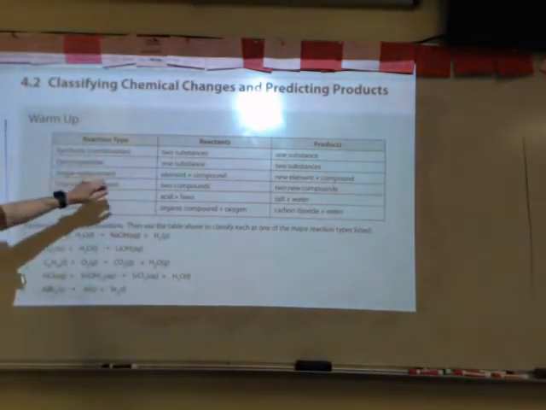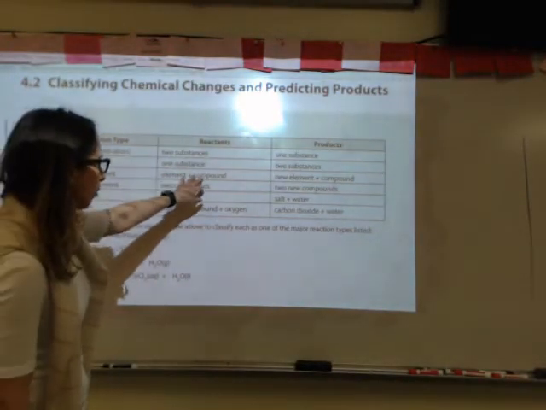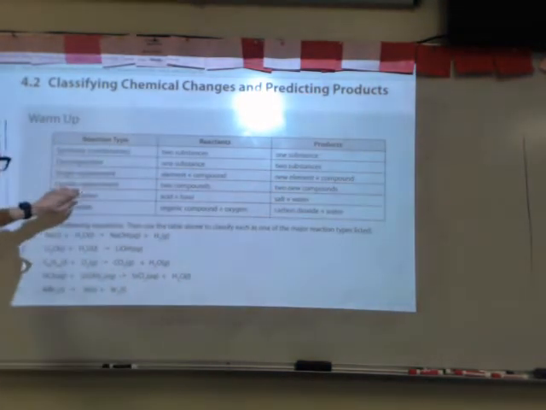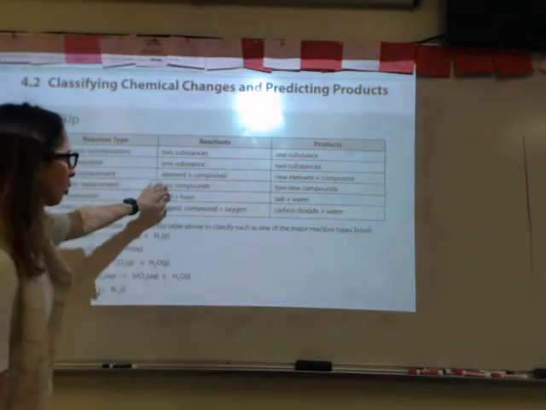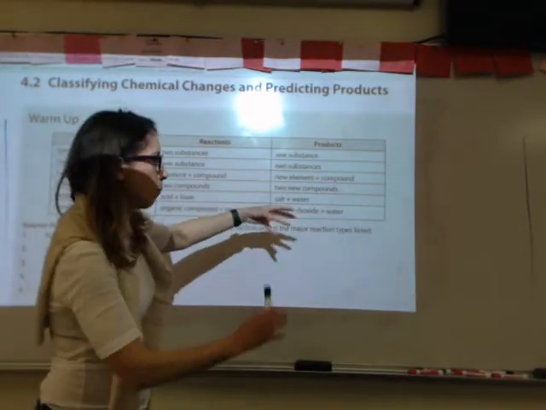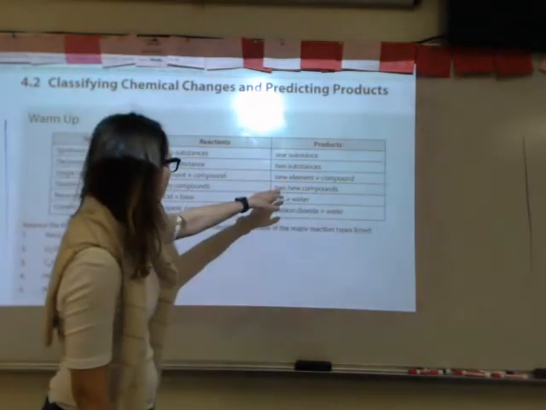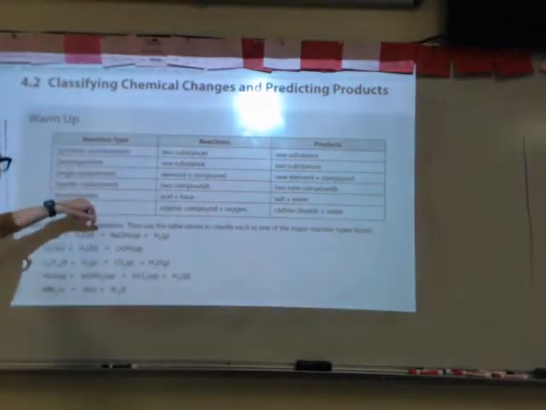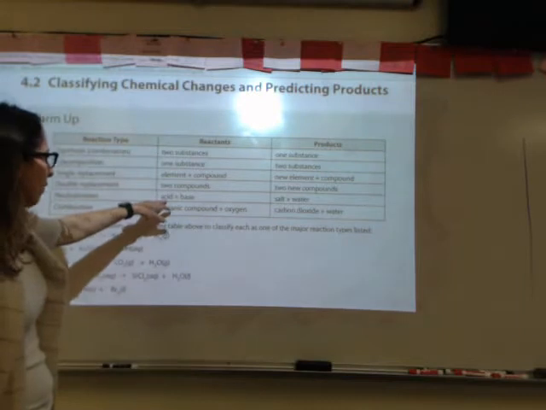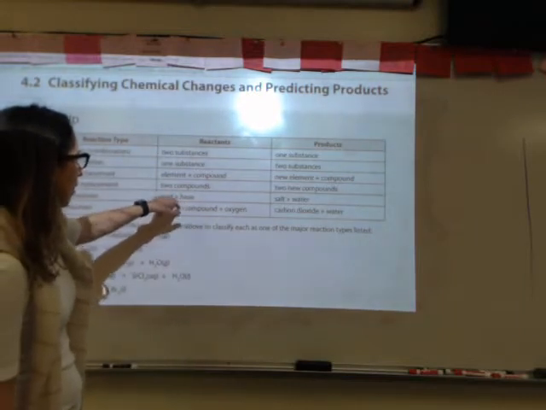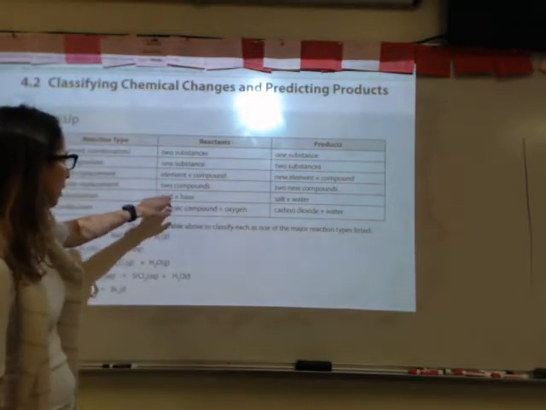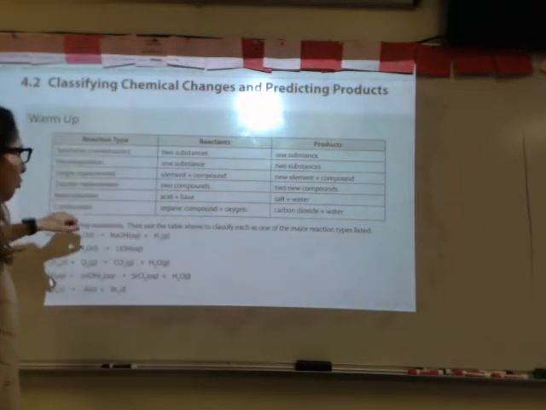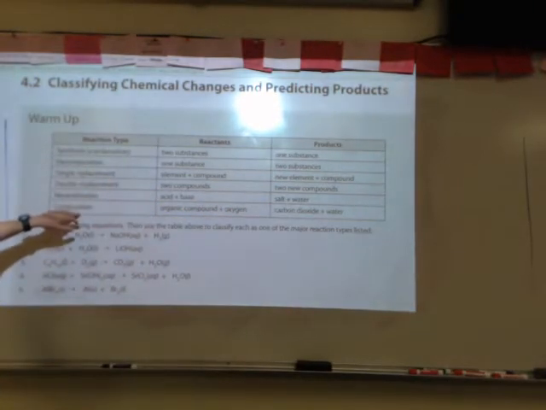substances. Single replacement is where I have an element combining with a compound, and then I produce a new element in a new compound. Double replacement is where I have two compounds combining, and then parts of those compounds transfer or switch with each other, and I get two new compounds. In a neutralization reaction, I have an acid combining with a base. This would be something beginning with hydrogen. Base would contain hydroxide. You're going to produce a salt, which is an ionic compound, and water.